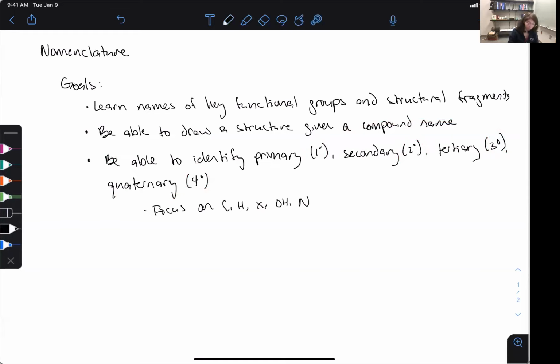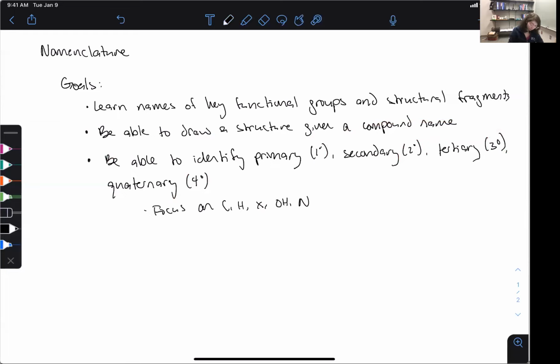And this is really like learning a language, so it's going to take some time. This is a part of the class that flashcards will actually be really helpful as you're trying to learn those functional groups and fragments. Okay, so we're going to focus on this bullet point in this video. We will talk more about these in class. So if you want to look at functional groups, there is some stuff in your book about it. And we will do some practice drawing structures given a compound name.